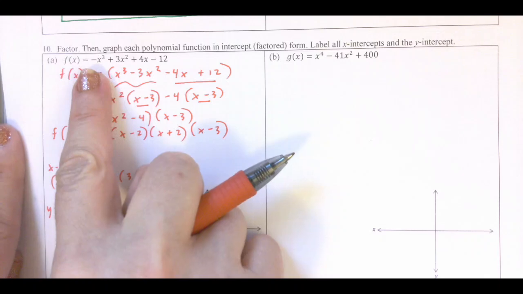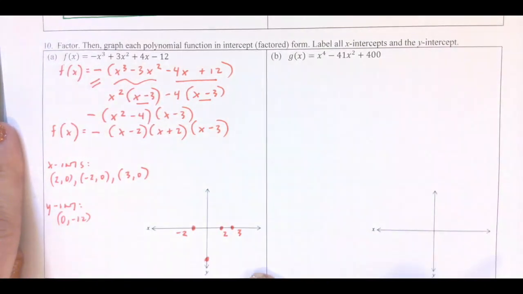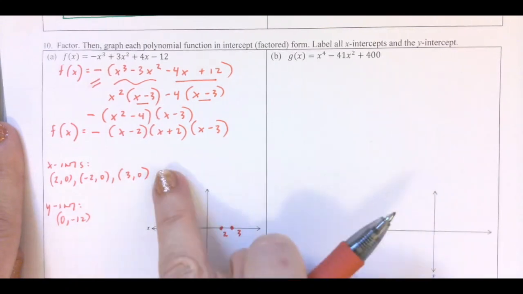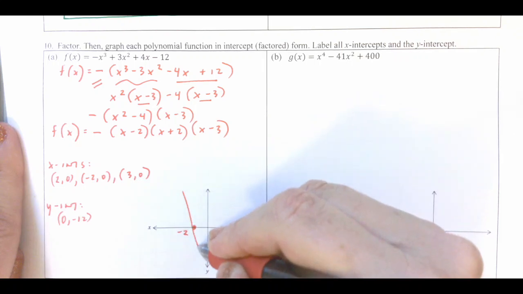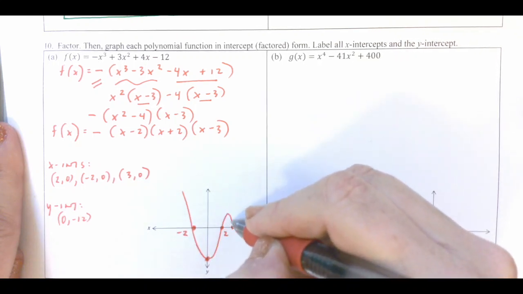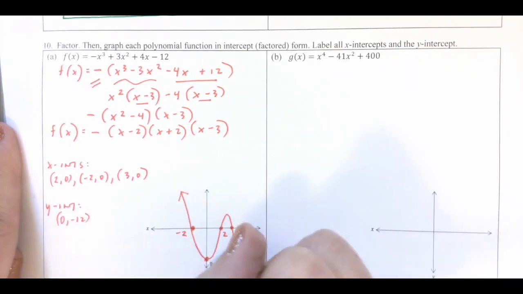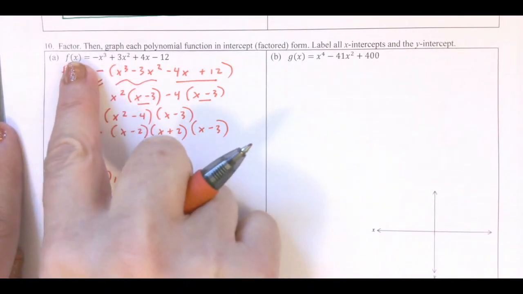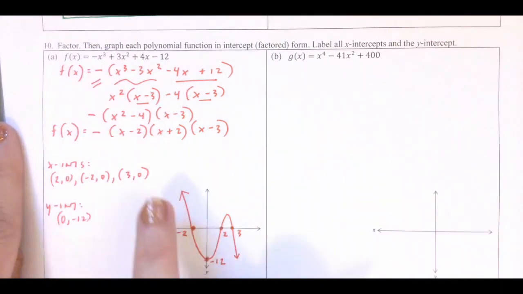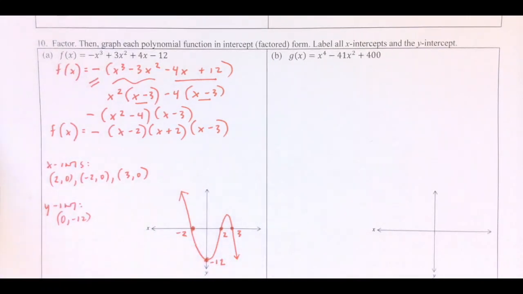Okay, it's negative and cubic, so odd. So I start high, I end low. So start high, end low. So I can start high, and cross through like this, up, and then down like that, and then mark this as negative 12. So again, this was cubic, negative, odd. So start high, end low. I just want to see all those places labeled.